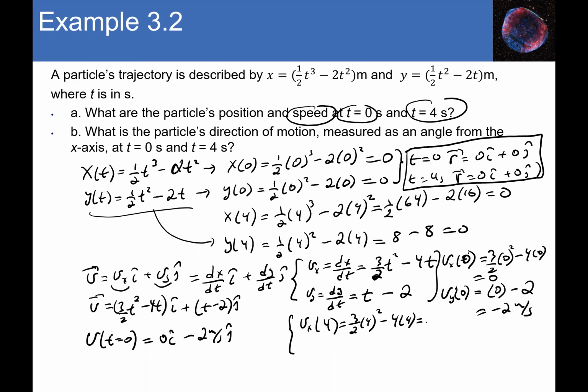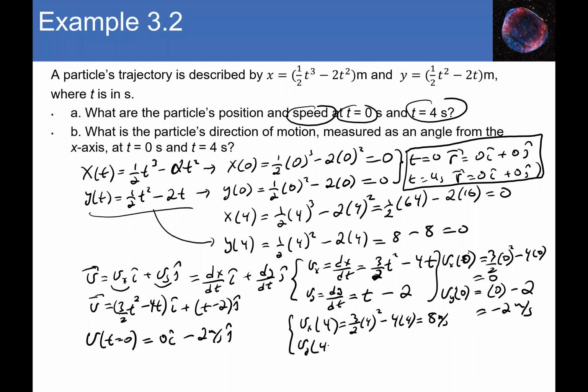And if I calculate this, I'm going to get 8, right? So 8 meters per second. Basically 4 squared here is 16. Then 3 times 16, I'm getting 48. 48 divided by 2, I get 24. And 24 minus 16 is then 8. There you go.